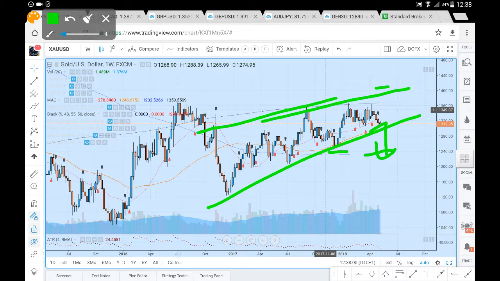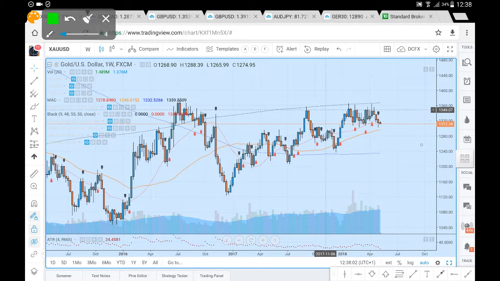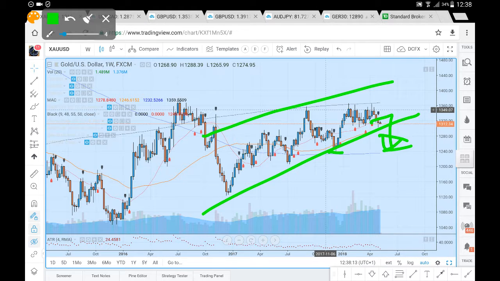I suppose the very next major swing low here on the weekly time frame would be a move down towards that 1240 level, if we do see a strong breakdown in prices from this clear uptrend that we have developed over the past year or so.